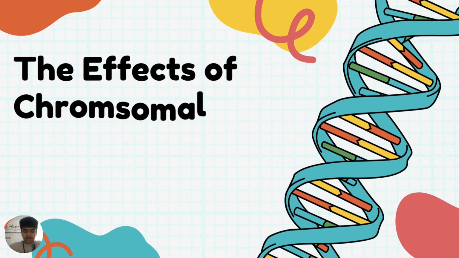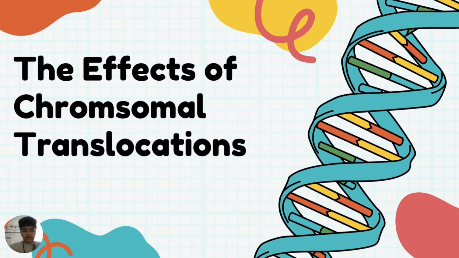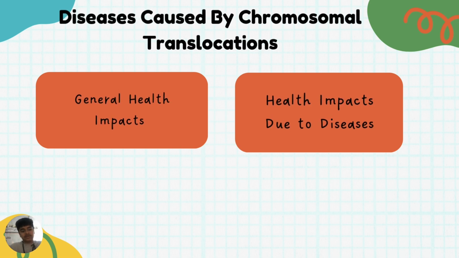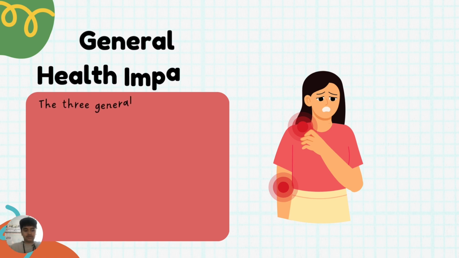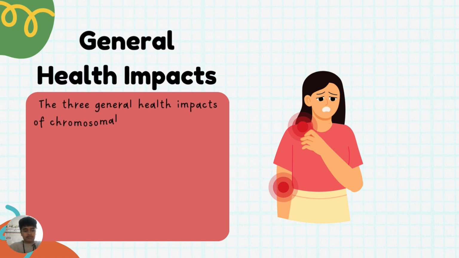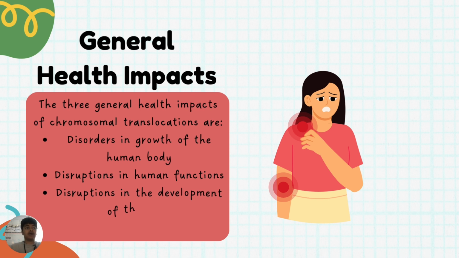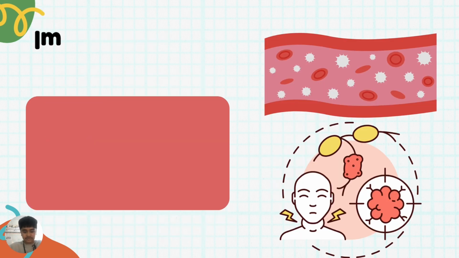So now, leading off that, let's talk about the effects of chromosomal translocations. There are two topics: general health impacts and health impacts due to diseases. There are three general health impacts: disorders in the growth of the human body, disruptions in human functions, and disruptions in the development of the body. So all of these affect how you develop as a person, in terms of your body functions and like how your arms develop. All of that gets affected.